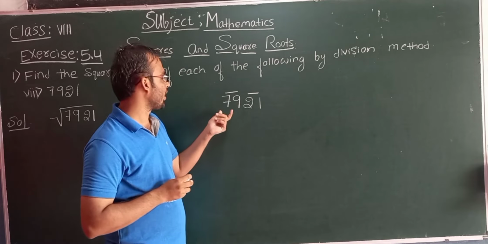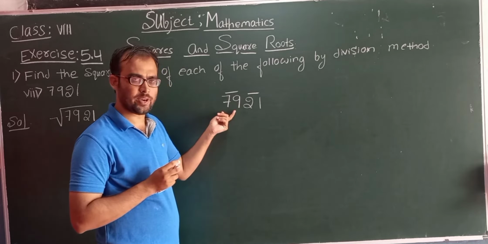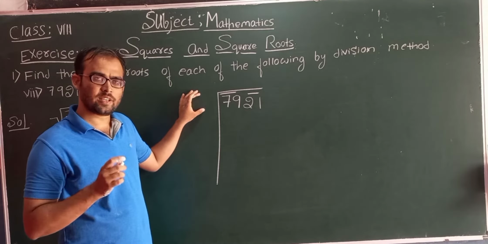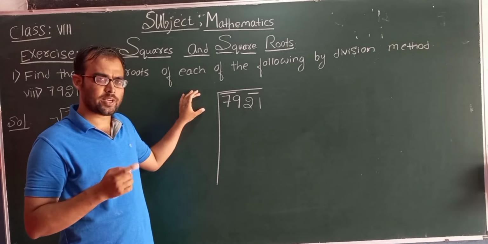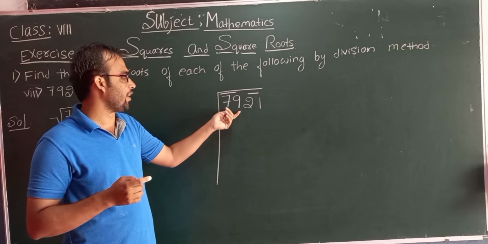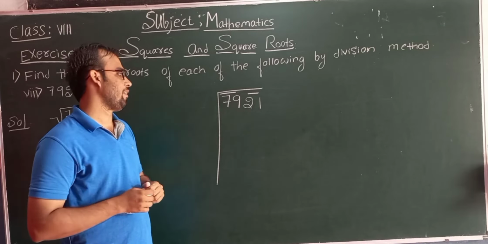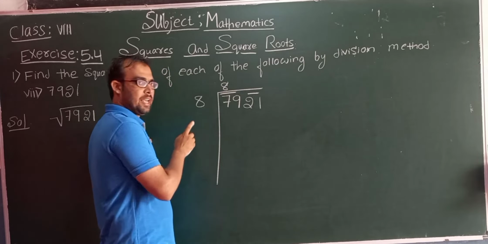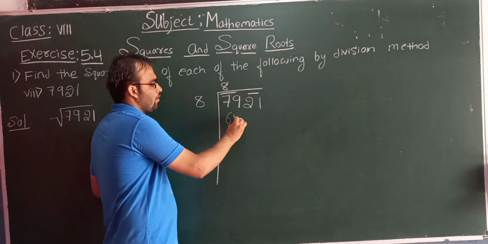Okay, now we need to consider this part. This will be the dividend. Students, what is the next step? We need to write here a number such that when we square that number, we have to get a number which is either equal to 79 or it must be lesser than 79. Okay, so here I will be taking 8. Why? Because 8 eights are 64.